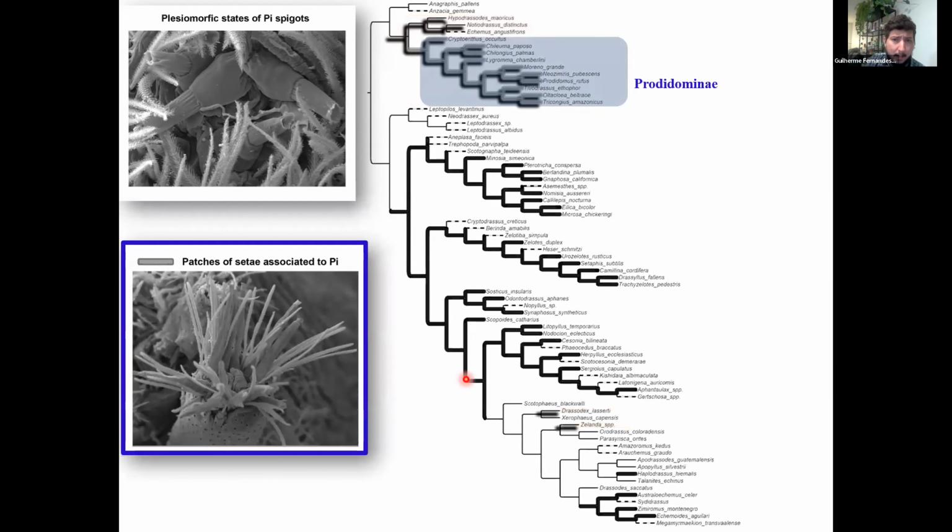And if you look at Prodidomini, I have this classic, they're not only long, but they have these patches of setae associated with the piriform. So this is important. There is only one origin here, clearly.